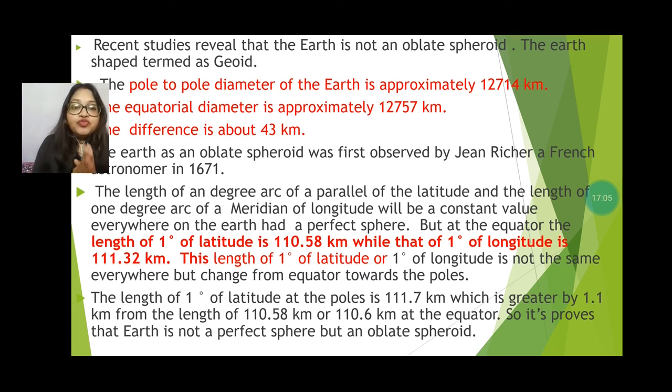So this is proof that the Earth is not a perfect sphere but an oblate spheroid. You have to remember this: the length of 1 degree latitude, the length of 1 degree longitude and their difference. Then you can easily understand the shape of the Earth.